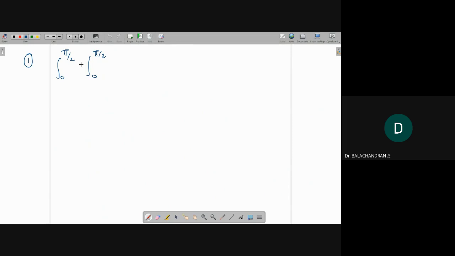So integral 0 to pi by 2, integral 0 to pi by 2, sine of theta plus phi, d theta d phi. Solution. Can anyone tell how to solve this problem? Here all the limits are constants. You can solve in any order. I will take this is the theta, this is the phi.